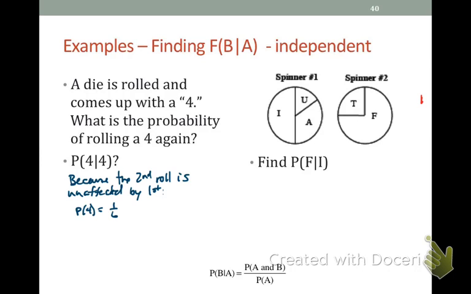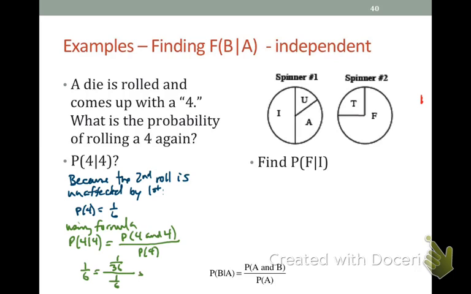Because the second roll is unaffected by the first, the probability of a 4 is 1/6. That's the first roll. Now we can plug it into our formula. The probability of rolling a 4 given a 4 is the probability of 4 and a 4 over the probability of 4. Now it seems silly because everything cancels out in this case, and you just get 1/6 equals 1/36 over 1/6. Duh, right?